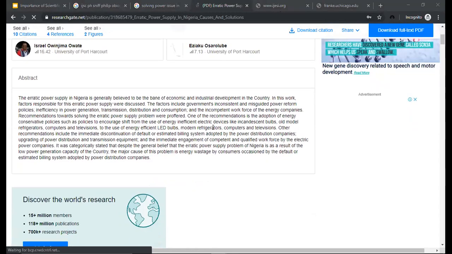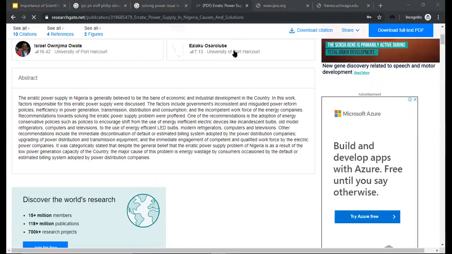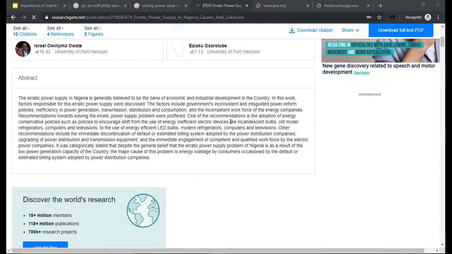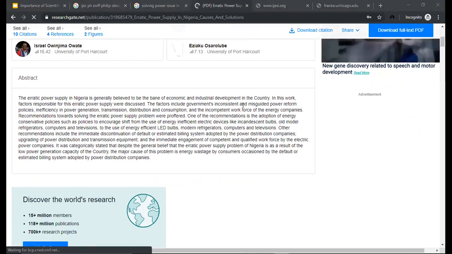Supply was discussed. Factors include government inconsistency, deficiency of power generation, transmission, distribution, and consumption, and the inconvenient workforce of the energy company. Look at the team. These were the factors discussed. Then recommendations towards solving the erratic power supply were presented. One of the recommendations was adoption of energy conservative policy, and so on.